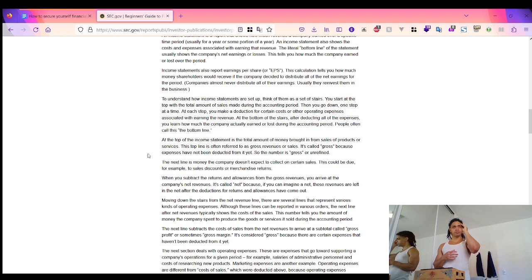So great. Cool. Basically that's it. Okay. This is a top level view of what an income statement is.